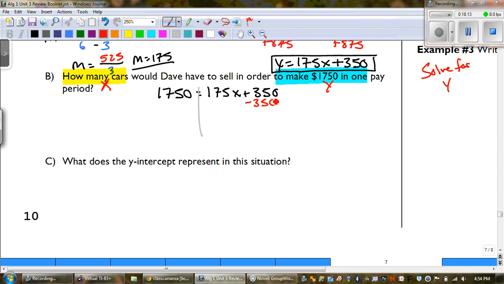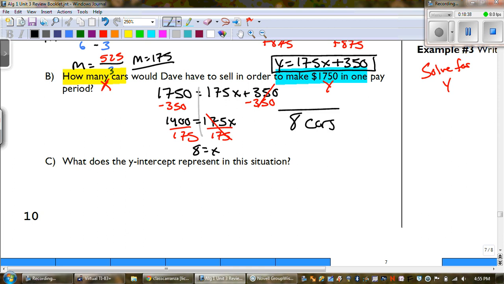Subtract 350 because we want to get the X all by itself. 1750 minus 350 gives you 1400. And the next thing to do would be to divide by 175. And you get 8 equals X. And the 8 is talking about cars.